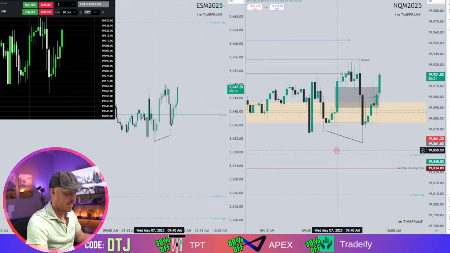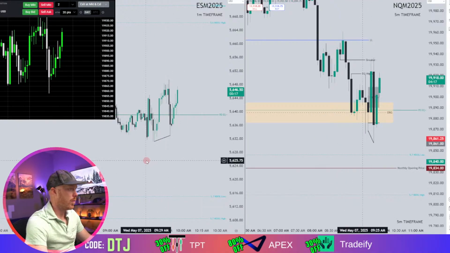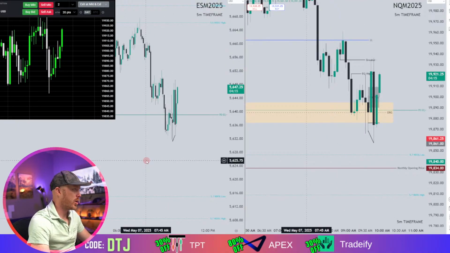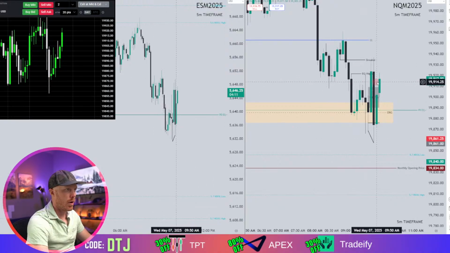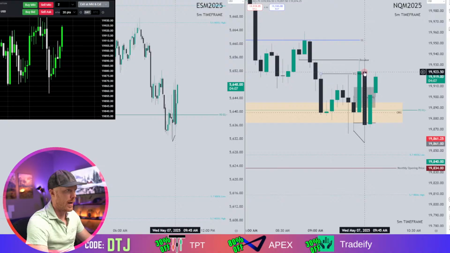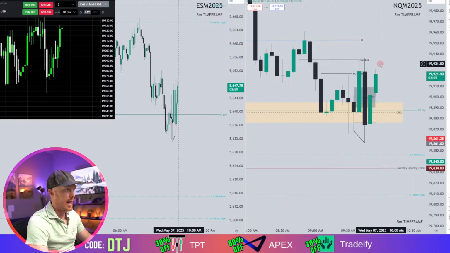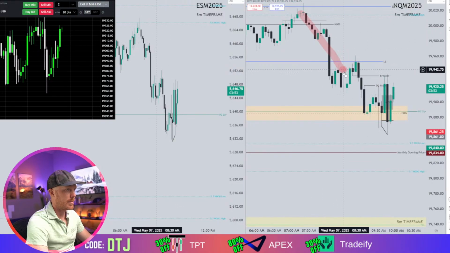All right, so looking at the 5-minute chart, I am waiting. We're going to wait for an order block. If we're going to move higher, I need to see this 5-minute order block right here. This down close candle, I need that to turn into an order block. If we get that, we also have a bullish breaker at the same time.